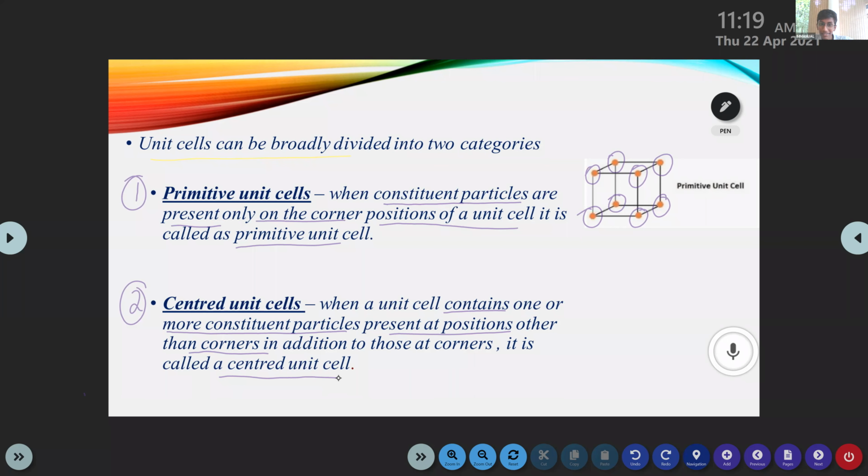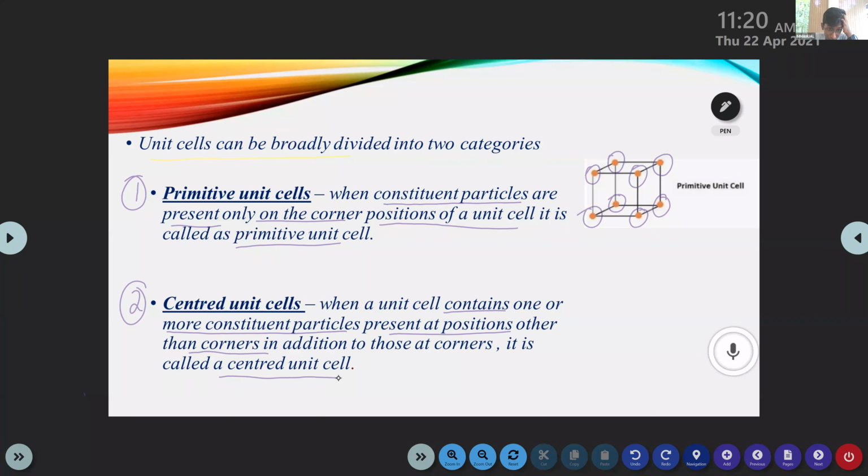Primitive will have constituent particles at the corner. Yes, only at the corners. Then what about centered unit cell? Including corners, but also in other positions. In all corner positions, along with that, constituent particles are in some other position. We can check which positions are occupied by this particle in the next classification. Clear?